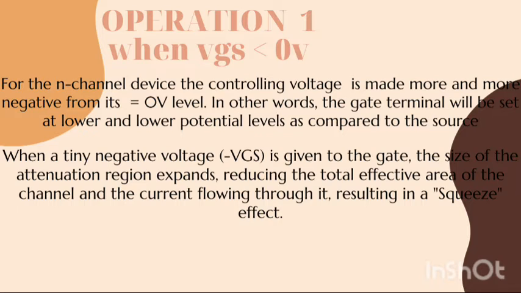The next operation is when VGS is less than 0 volts. For the N-channel device, the controlling voltage is made more and more negative from the VGS equals 0 volt level. In other words, the gate terminal will be set at a lower and lower potential level as compared to the source. When a tiny negative voltage is given to the gate, the size of the depletion region expands, reducing the total effective area of the channel and the current flowing through it, resulting in a squeeze effect.